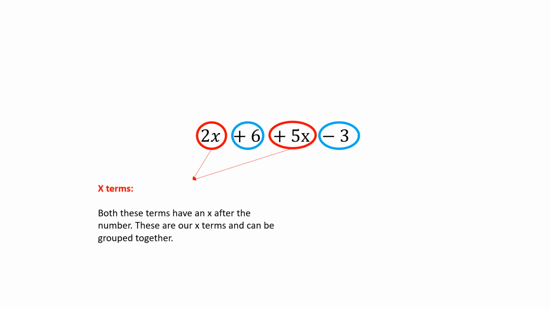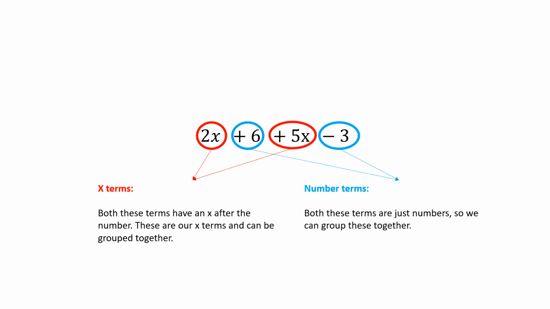Here we can see that in the red circles, we have our two x terms. These are the 2x and the plus 5x. We can also see that we have the number terms which are in the blue circles. In this case, this would be the plus 6 and the minus 3, and these are our number terms.